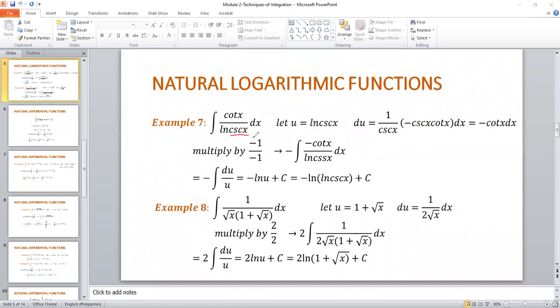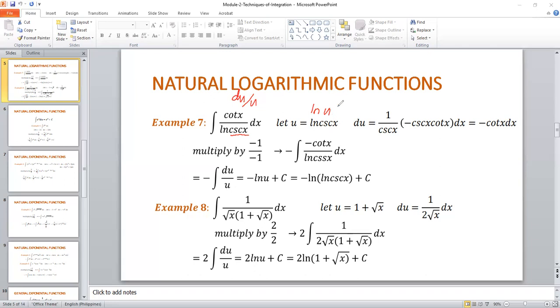But still, if you wish to try if this will conform to the form du over u, then this entire ln will be your u. Here it is. If you differentiate ln of u, the derivative is du over u. In here, we're talking about a different u in the ln of cosecant x. Our u here is the cosecant function.